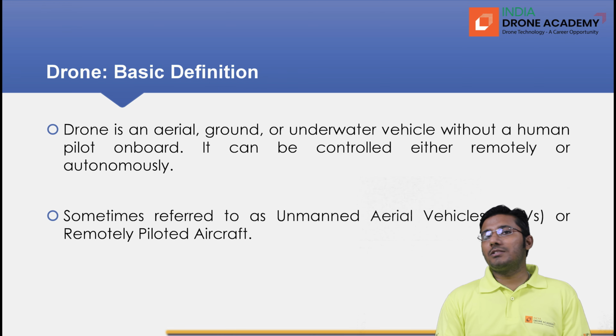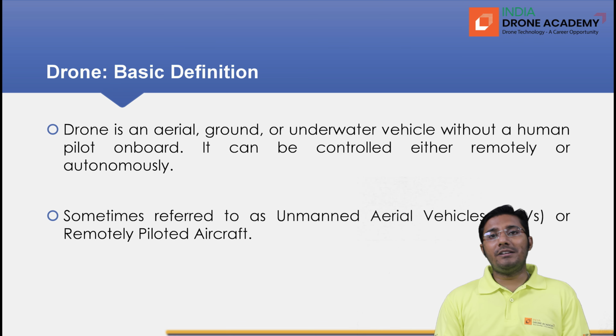The term drone can be accurately defined as an aerial, ground, or underwater vehicle which is without a human pilot on board. It can be controlled either remotely or autonomously. Sometimes these drones are also referred to as UAVs, that means unmanned aerial vehicles, or they may also be referred to as remotely piloted aircraft.